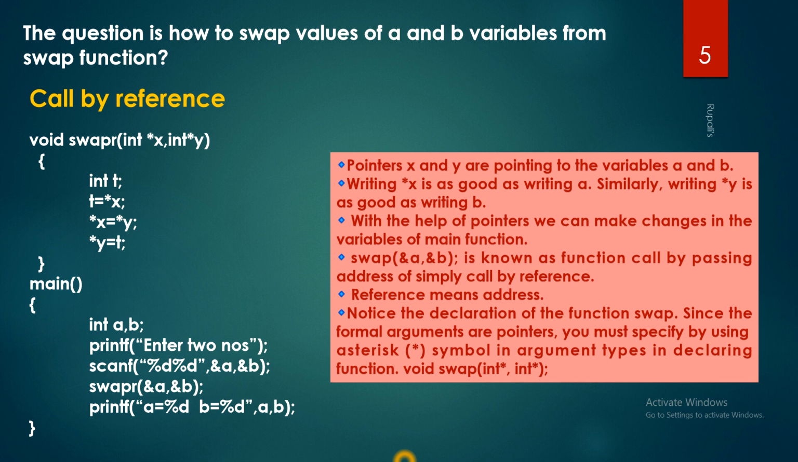Notice the declaration of the function swap. Since the formal arguments are pointers, you must specify by using the asterisk symbol in the argument types. In declaring the function: void swapper, int star, int star.